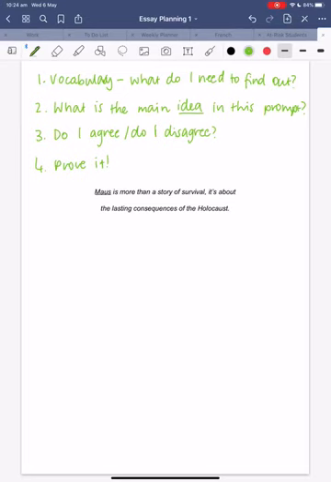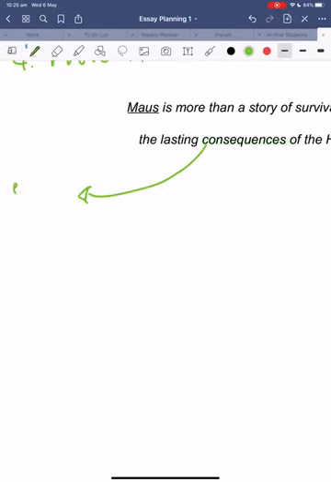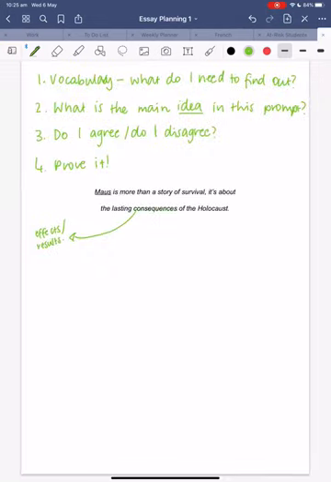So vocabulary, first of all, we are looking for any words that we don't understand particularly well. So I'm going to look at consequences. All right, what does consequences mean? Well, basically it means effects or results. Okay, cool. So now I've got that word. I'm good with all of the others, so that's fine. I'm going to move on to what is the main idea in this prompt.